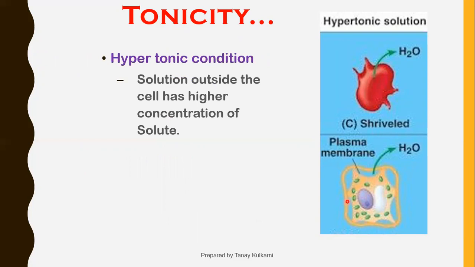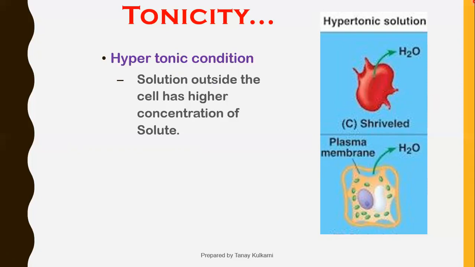The second type of condition of tonicity is known as the hypertonic condition. Now what happens in the hypertonic condition? The solution outside the cell will have a higher concentration of solute as compared to the fluid inside the cell. It means outside the cell there is more solute but less solvent, but inside the cell we have more solvent and less solute. So water will move from inside of the cell to outside of the cell.